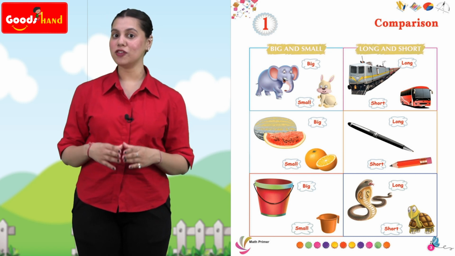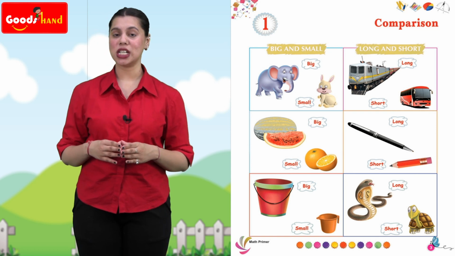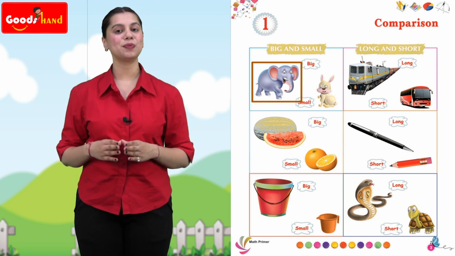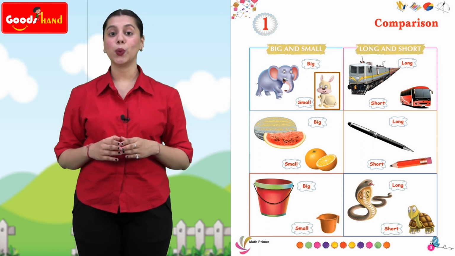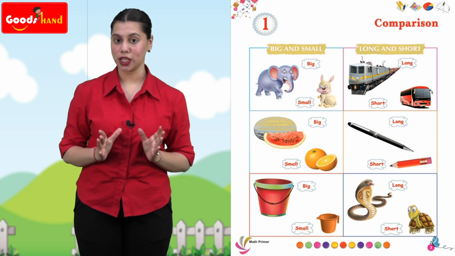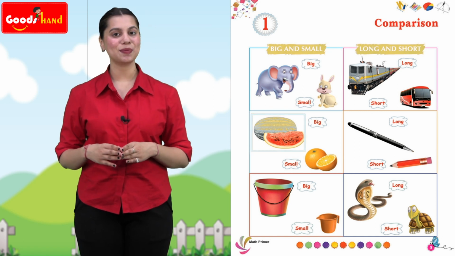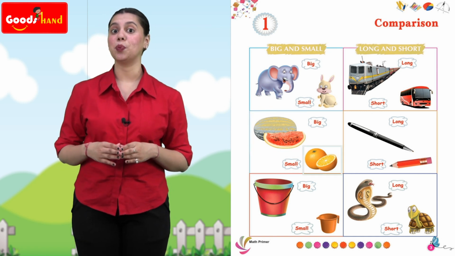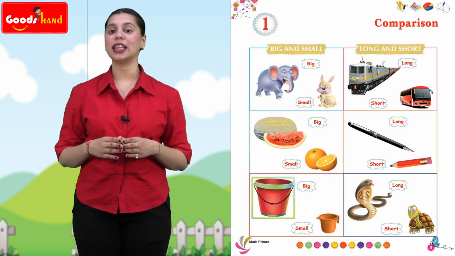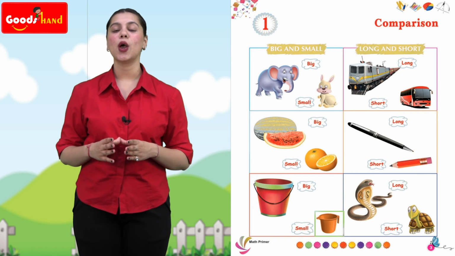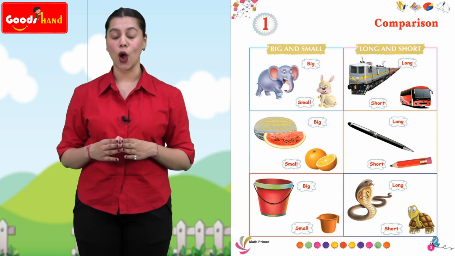First we have the elephant, which is big, and the rabbit, which is small. Now we will see the watermelon, which is big. Now we have the orange, which is small. Now we will see the bucket. Bucket is big. Then the mug. Mug is small.